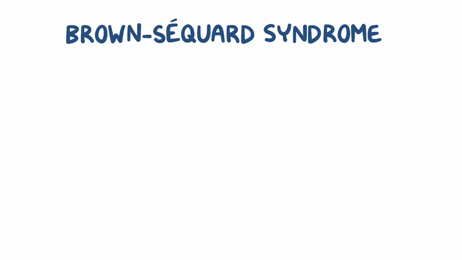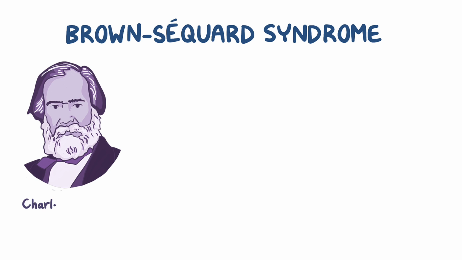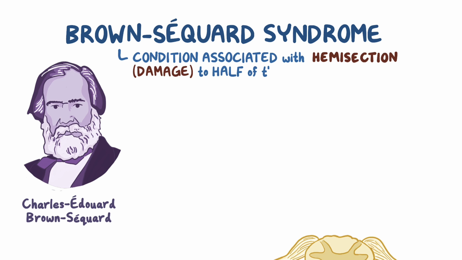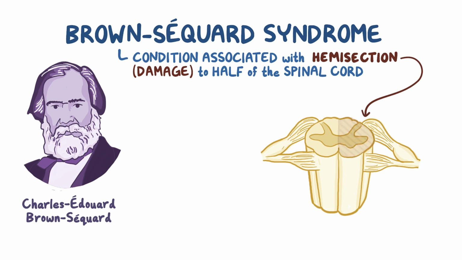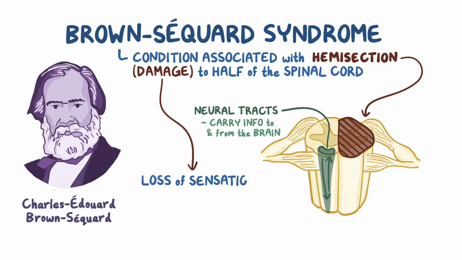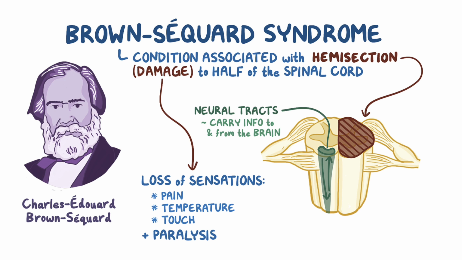Brown-Séquard syndrome, first described by the physiologist Charles-Édouard Brown-Séquard, is a condition associated with hemisection or damage to one half of the spinal cord. The hemisection damages neural tracts in the spinal cord that carry information to and from the brain. This results in the loss of sensations like pain, temperature, touch, as well as paralysis or loss of muscle function in some parts of the body.